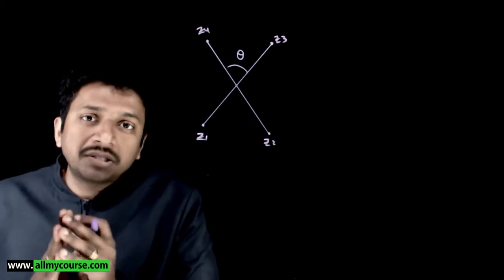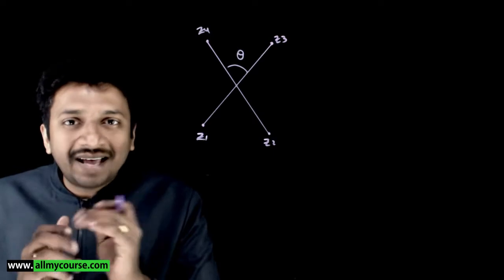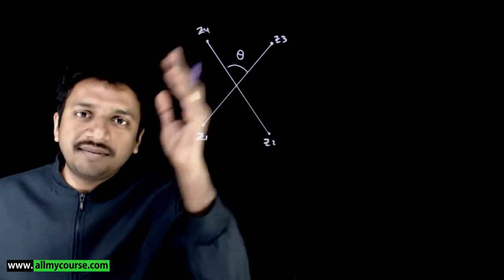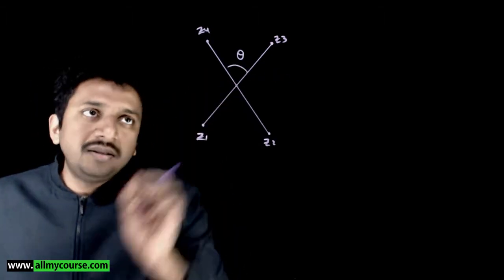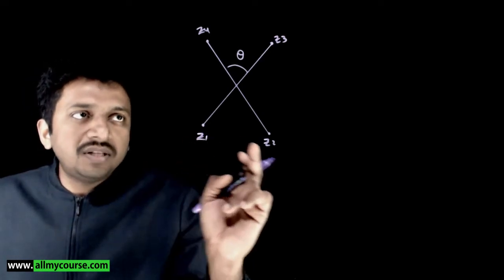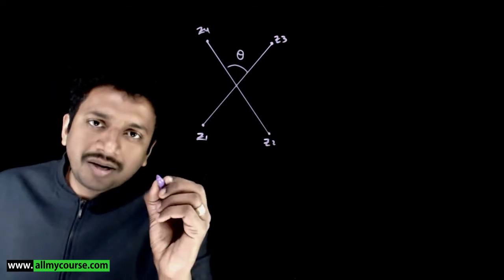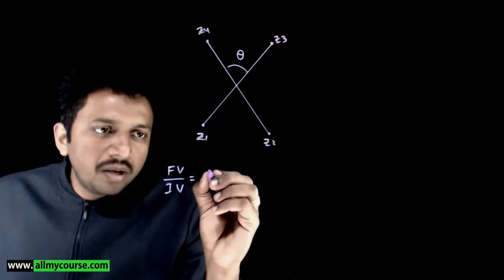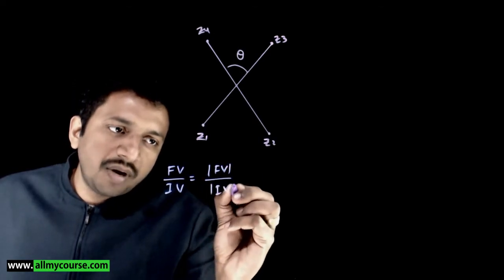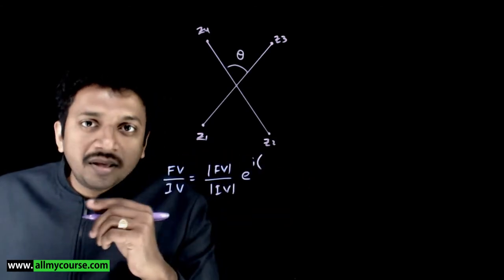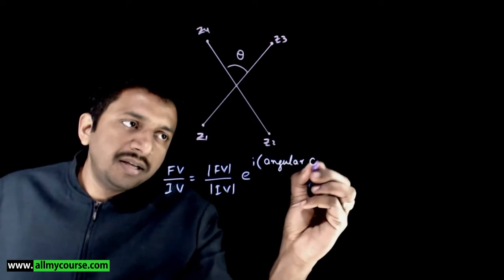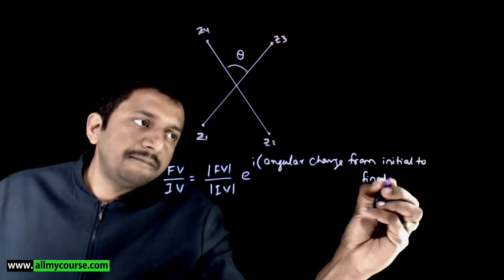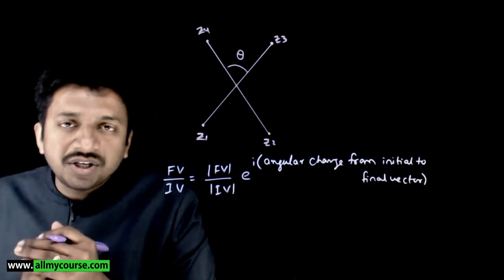So now that you have understood both parts of the rotation theorem, we can go for the generalized rotation theorem, which has 4 points. So let us say that you have 4 points z1, z2, z3, z4, and there is an angle theta between these two segments. Now, how are z1, z2, z3, z4 related? So what the rotation theorem says is final vector by initial vector is equal to mod of final vector by mod of initial vector times e power i times the angular change from initial to final vector. So this is the format in which you can use the general rotation theorem.